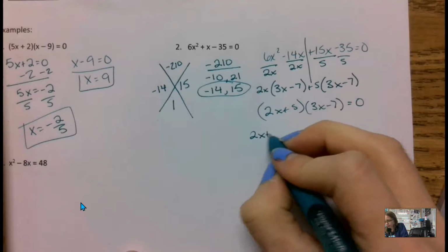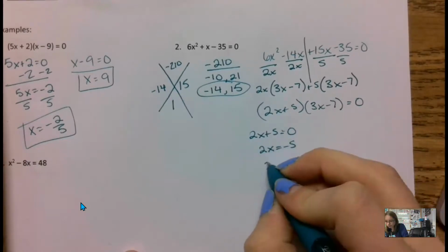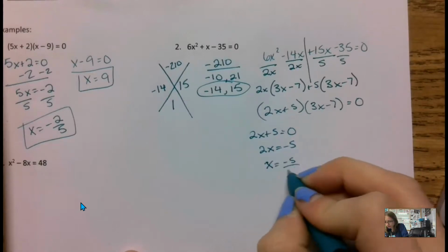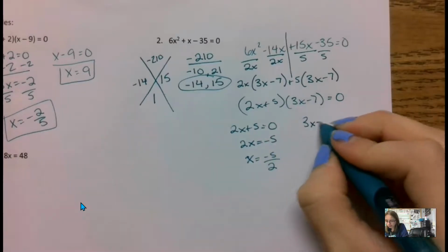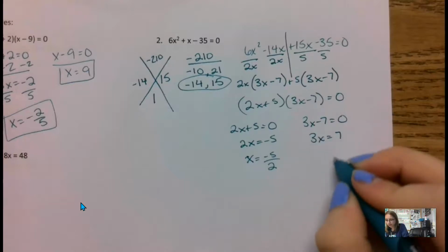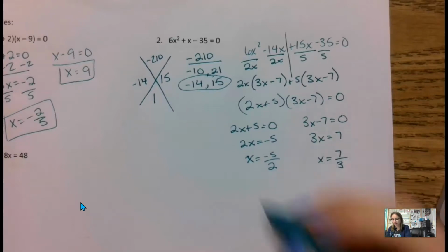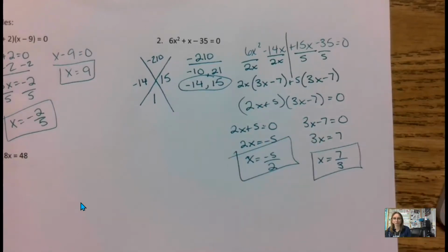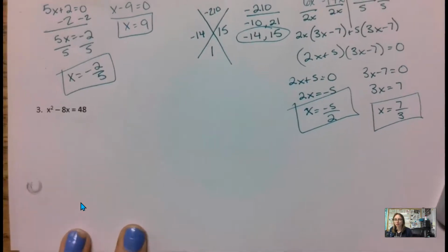So 2x plus 5 equals 0. And we're done with that one. So x equals negative 5 over 2. And then now for our next, 3x minus 7 equals 0. 3x equals 7. Divide both sides by 3, and x equals 7 over 3. And those are our two answers. Not too bad. All right, now on to this next one.